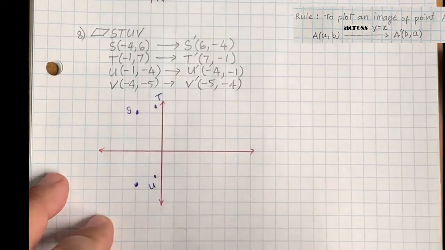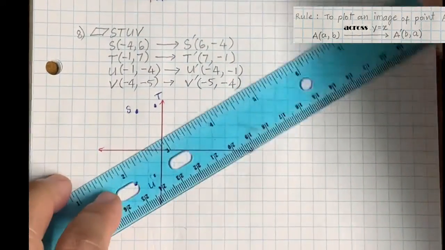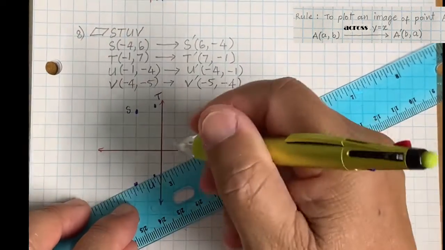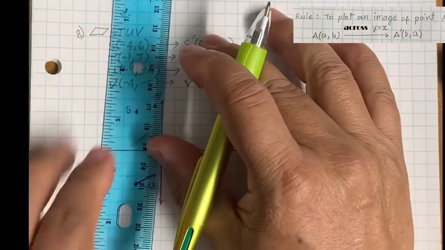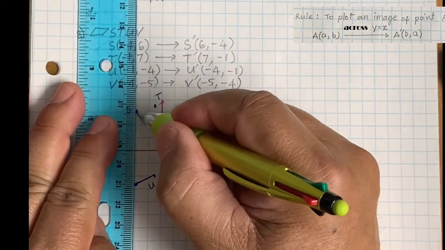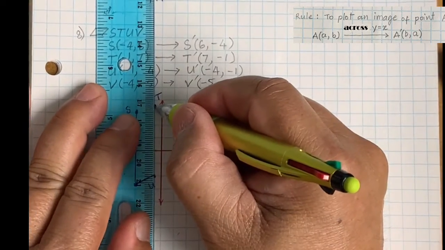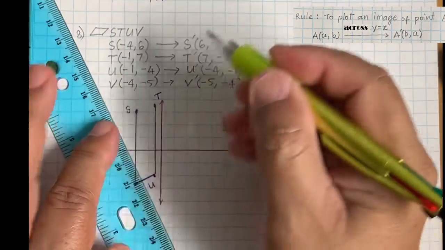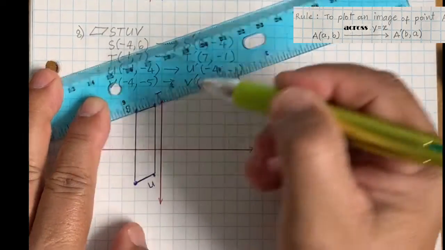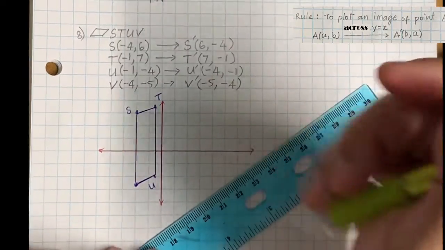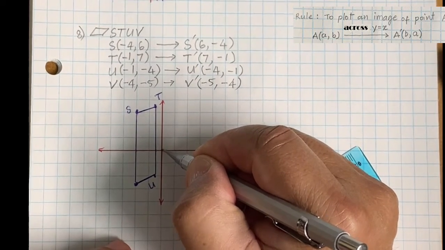Oh, this one looks like a parallelogram. All right, so we're going to connect the points to draw the parallelogram. Now let's draw the line y equals x.